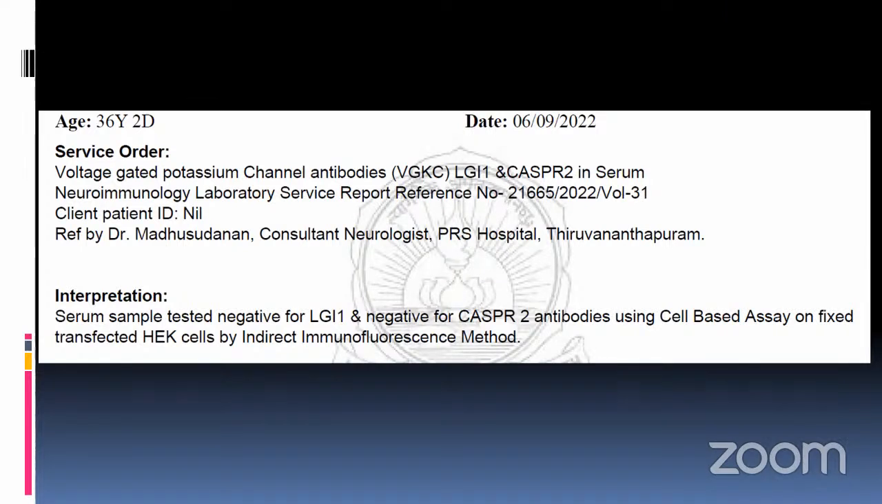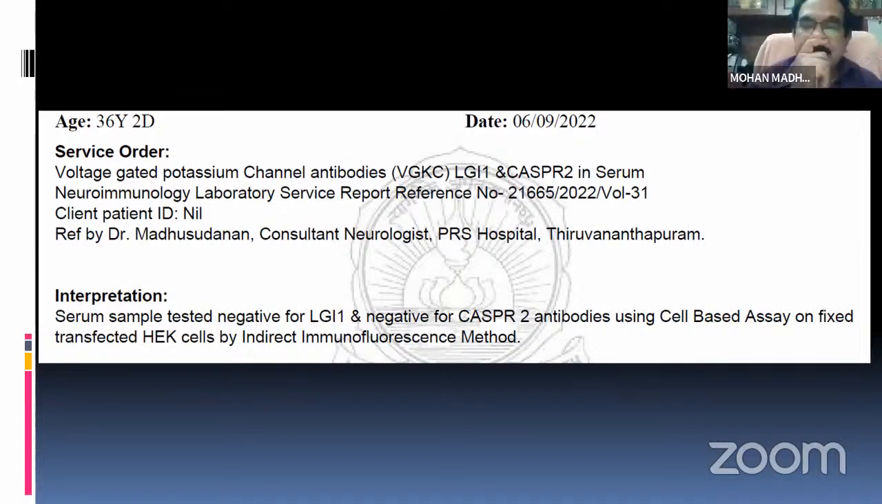Where is the localization for that, sir? Is it in the plexus or the nerves? Now, in fact, the distal muscle showed a low CMAP amplitude, but possibly we couldn't say whether it's a neuropathy or a myopathy. EMG did not show any denervation.